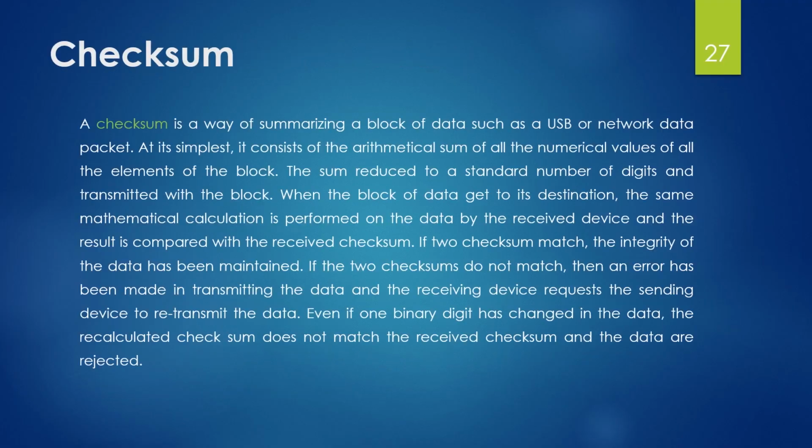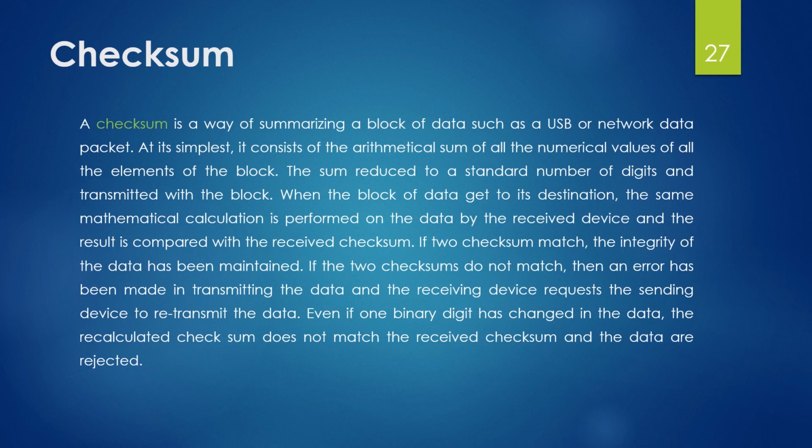Checksum. A checksum is a way of summarizing a block of data such as a USB or network data packet. At its simplest, it consists of the arithmetical sum of all the numerical values of all the elements of the block. The sum is reduced to a standard number of digits and transmitted with the block. So when the block of data gets to its destination, the same mathematical calculation is performed on the data by the receiving device and the result is compared with the received checksum. If the two checksums match, the integrity of the data has been maintained.